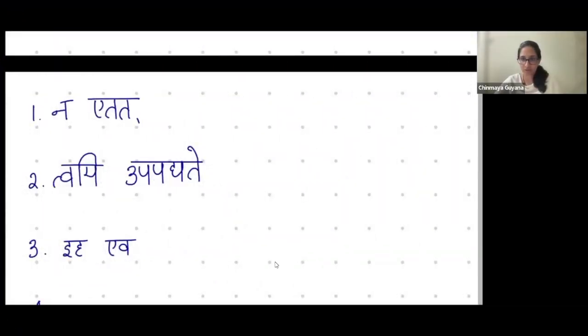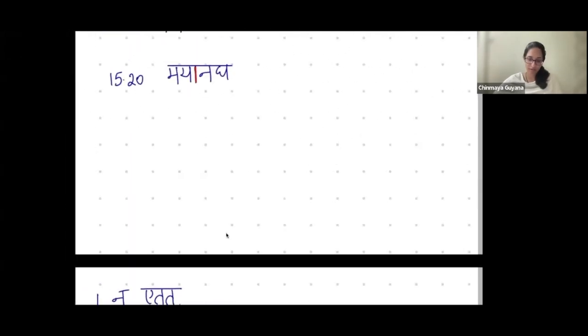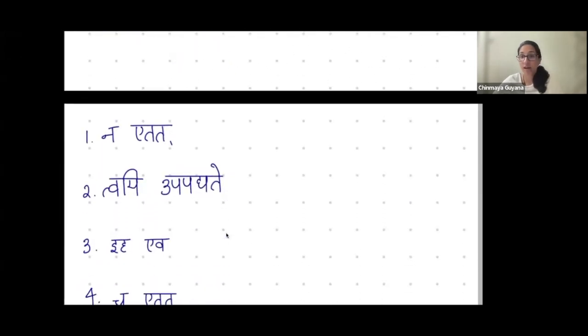So yesterday we saw two more sandhis. We saw what happens when you have any I or E meeting any vowel. It makes the sound Y plus the vowel. It changes to a Y halant. We also saw that if you have U or U meeting a vowel, the U or U changes into a V, and then you have the vowel after that.